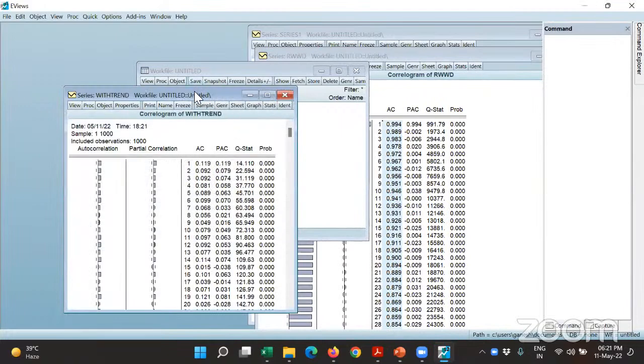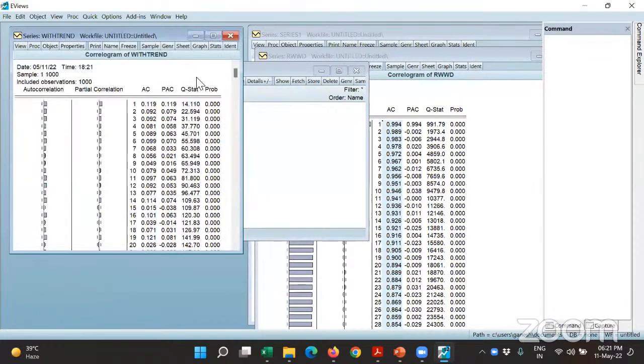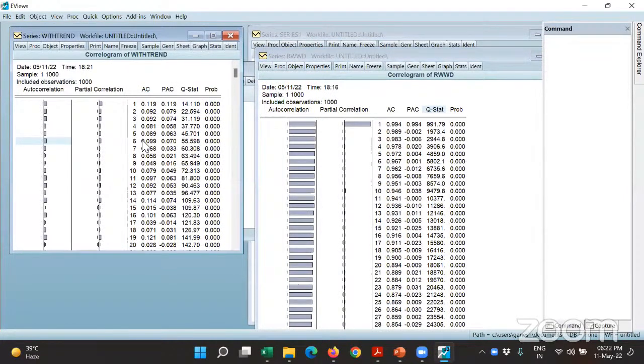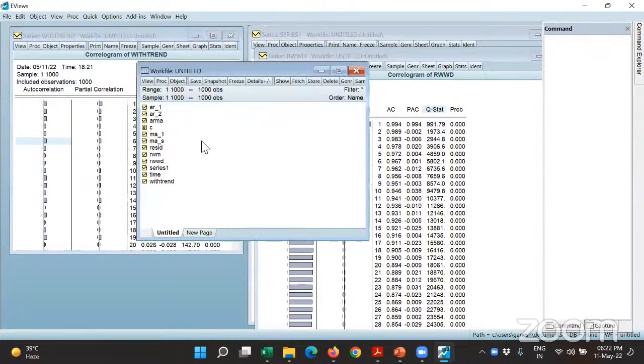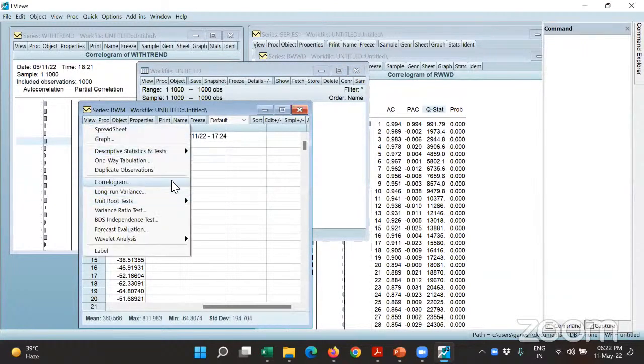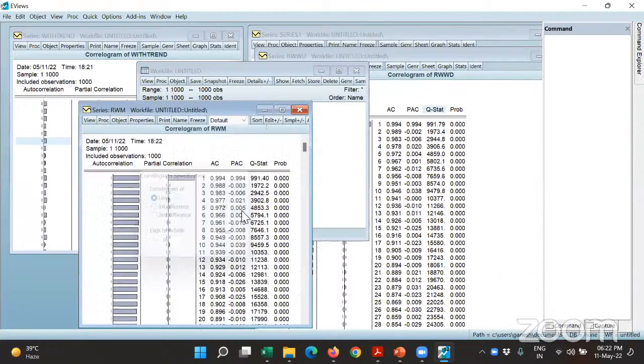This is another correlogram which is having a trend. Okay, so this didn't have a trend, but here it is having a trend. So when you are testing this series for unit root, you must select the trend option. Okay? Then you also have a random walk without drift. Again, you have a similar correlogram.